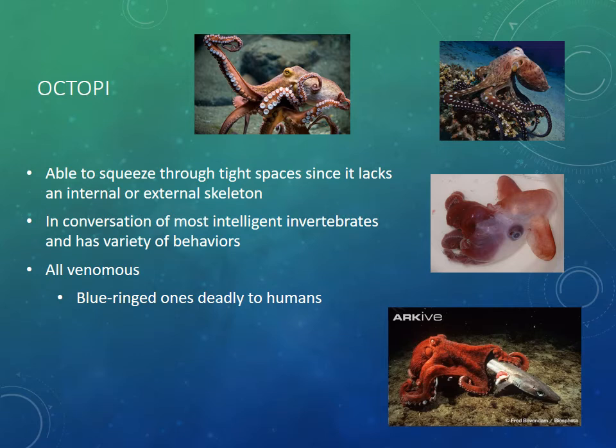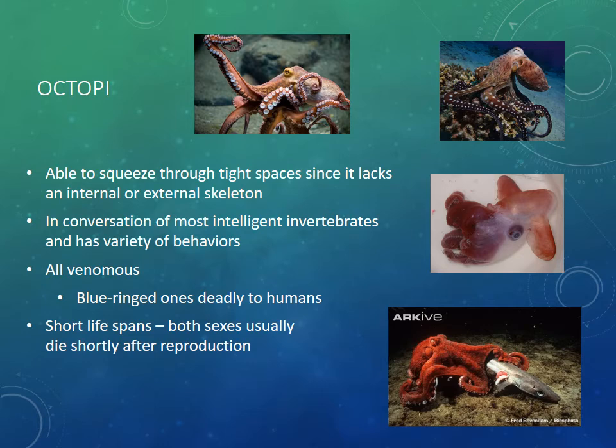They are venomous. Some can be deadly to humans. The blue-ringed is one of those. And they don't live very long. Normally they live long enough to reach maturity, reproduce, and then die. It's kind of unknown why that goes on, but it is what it is for them. So they live, they die, and that's it.